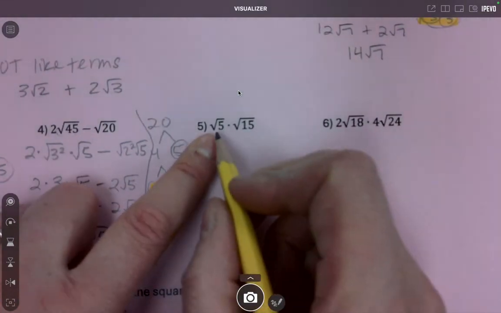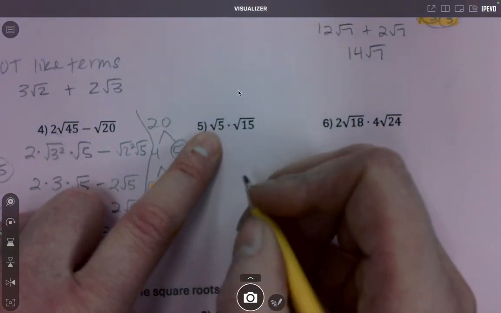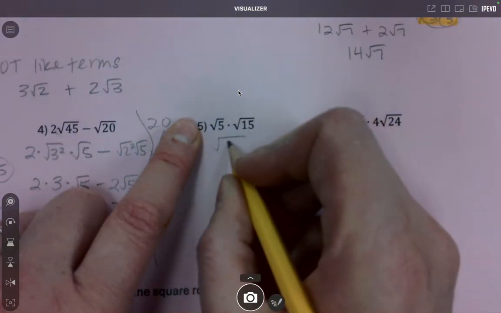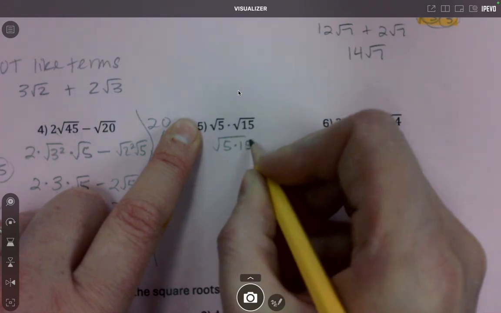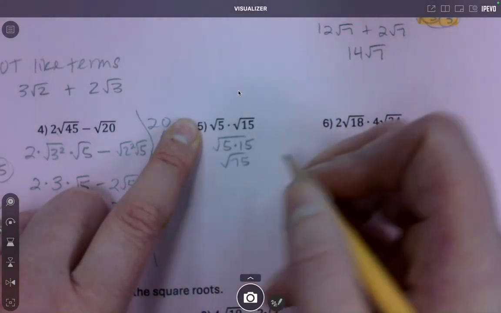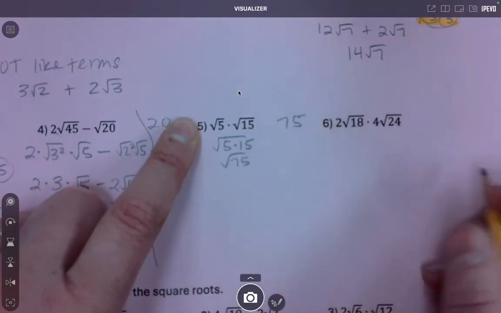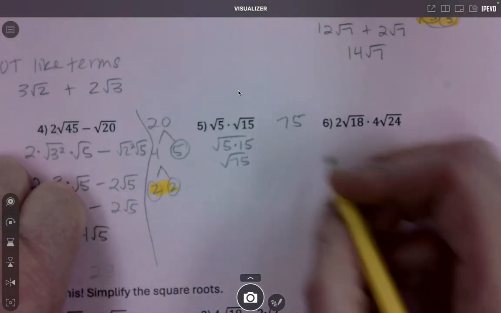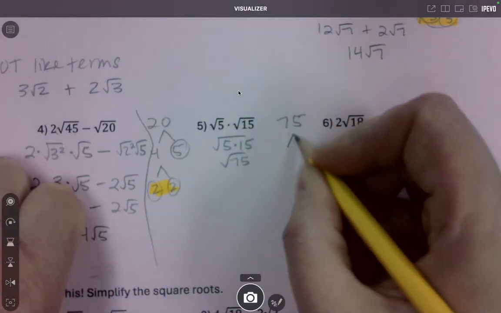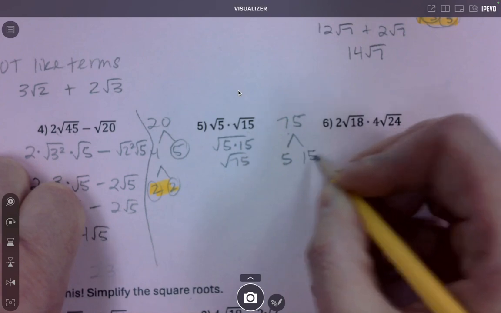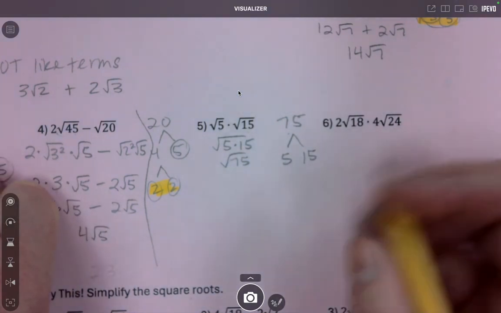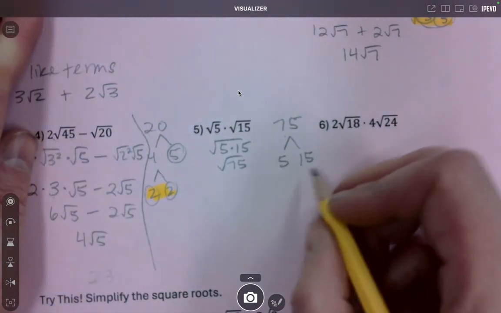We are multiplying the square root of 5 times square root of 15. Since they're both square roots, I can multiply them. And it's whatever 5 times 15 is, which is 75. Okay, but obviously I can simplify that. So I know it's 5 times 15. You might see a shortcut here. That's great. I'm not going to show the shortcut on this right now.